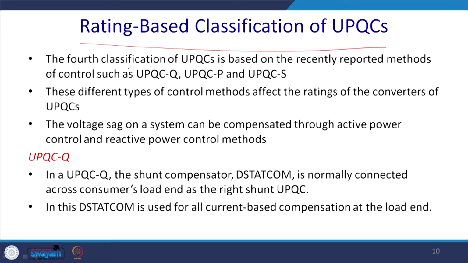The 4th classification of UPQC is based on a recently reported method. It is not very recently reported, rather 20 years ago, that is the UPQC Q, which mainly compensates the reactive power, and UPQC P, which mainly compensates the real power, and UPQC S, whose KVA rating is constant, you have the flexibility to use either P or Q. These different types of control methods affect the rating of the converter of the UPQCs.